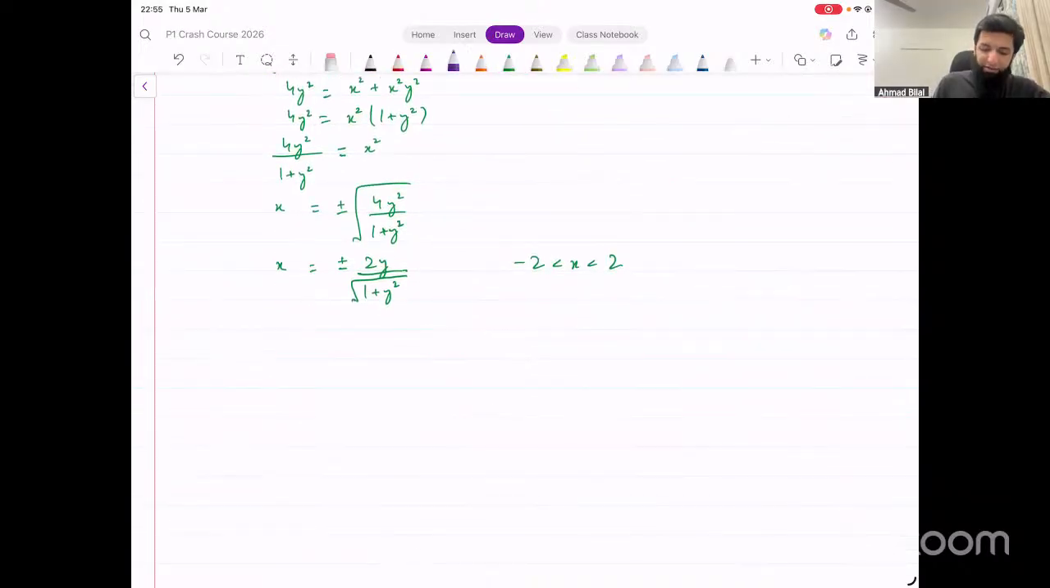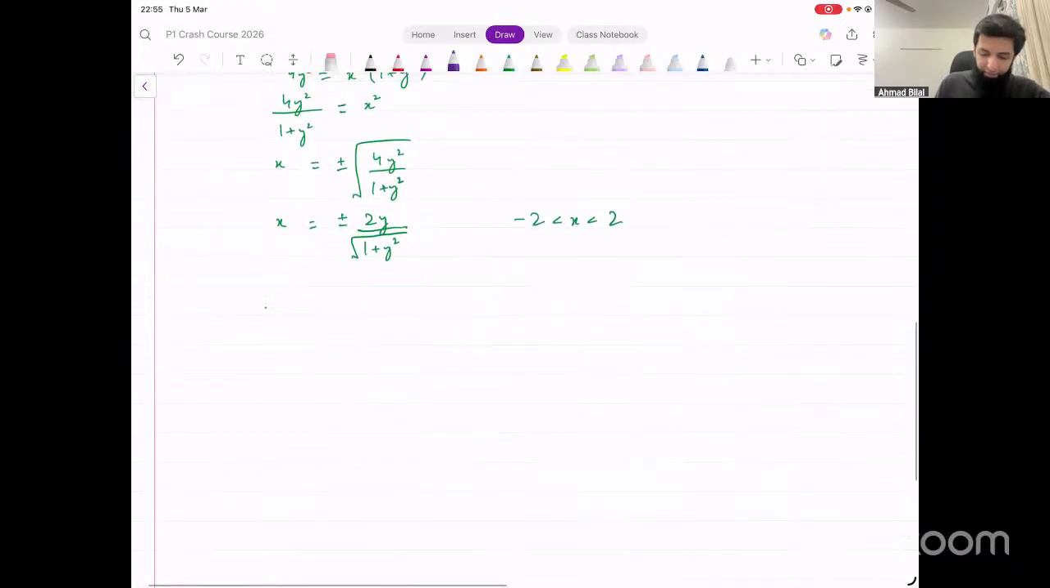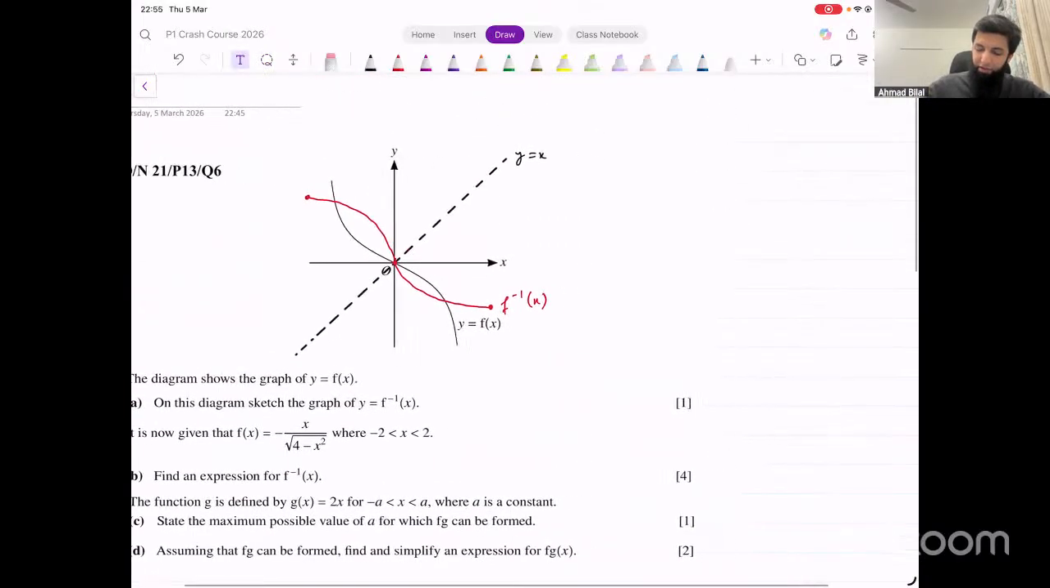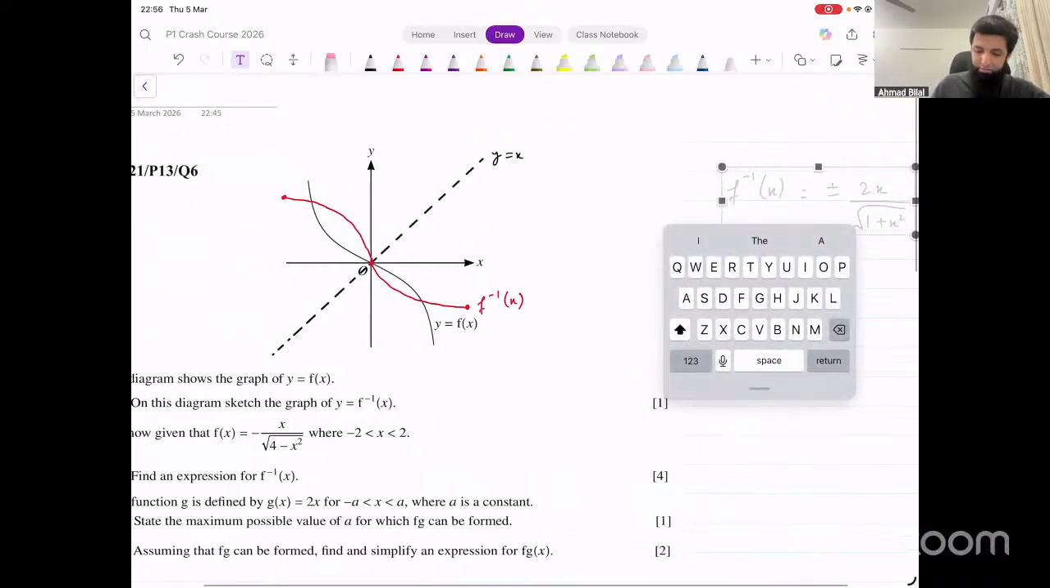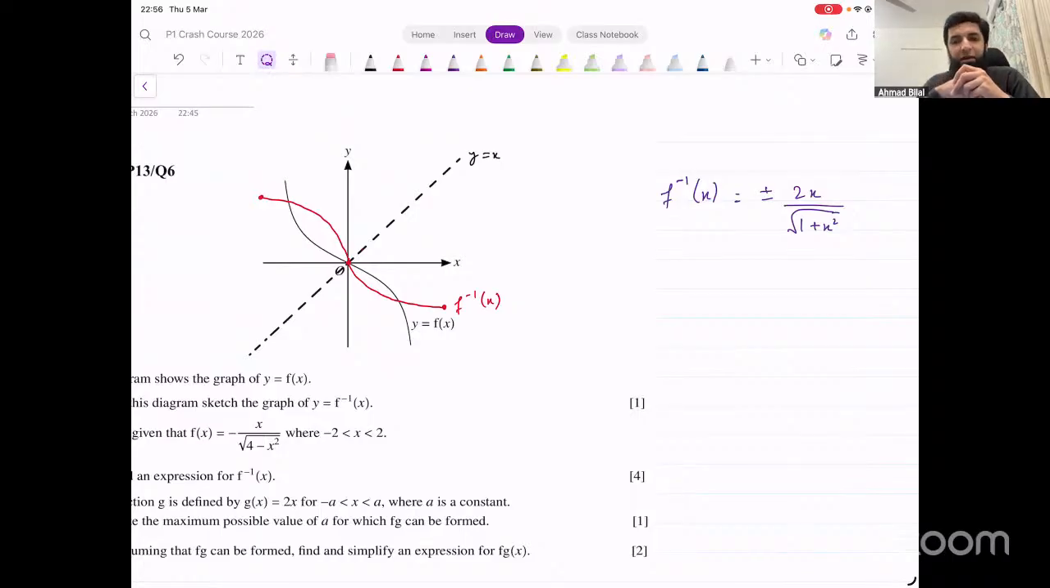If we were to write down the inverse function here, the inverse function would be f inverse of x equals plus minus 2x divided by square root of 1 plus x squared. Now let me just copy this here with the graph. Look at the graph and look at this function. Does the graph give you any hint about it?